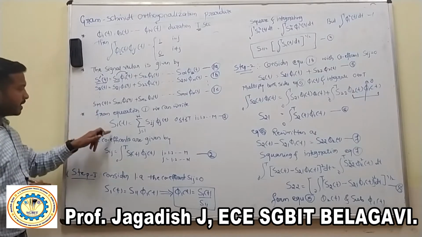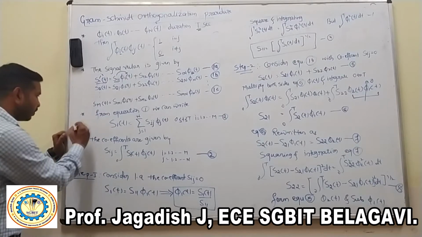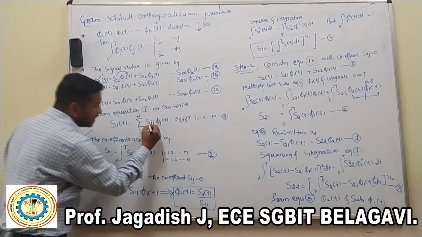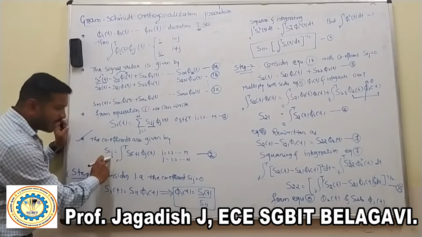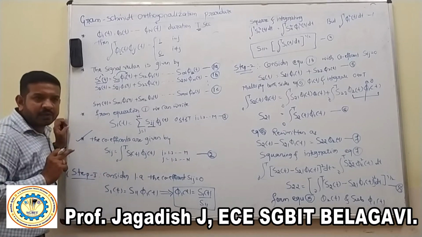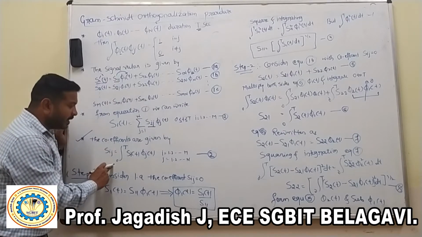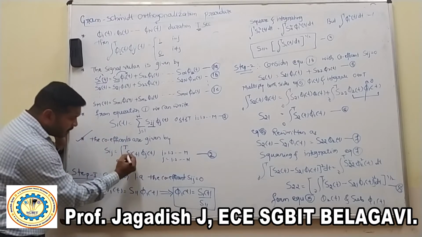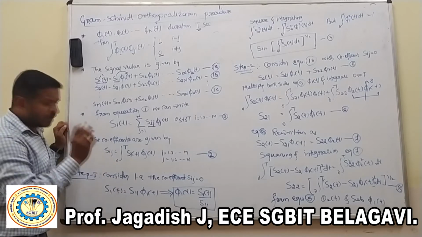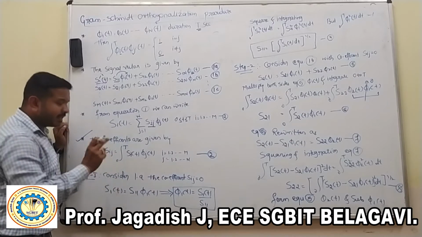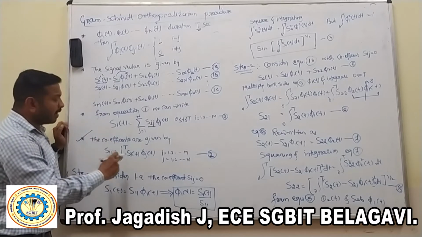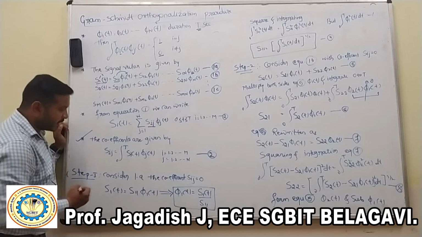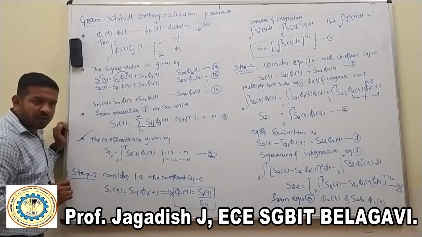After Si of t, we have to define the coefficients. How can we define the coefficients? This form Sij: whenever we define the coefficient form, we represent it in terms of integration over the interval 0 to T. Okay. So Sij equals, whenever we define the coefficients, the product of the symbol and the basis function. The first one is the symbol or signal, and the second is the orthonormal basis function.